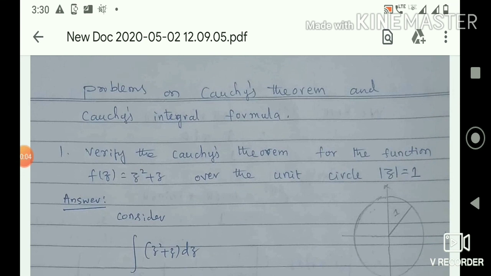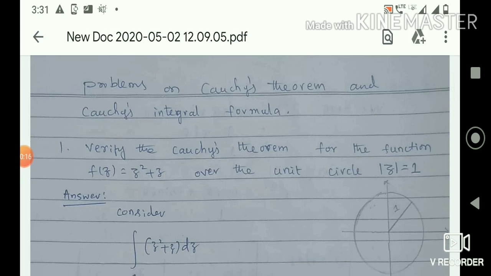Problems on Cauchy's theorem and Cauchy's integral formula. First, let us verify the Cauchy's theorem for a particular function. The Cauchy's theorem states that the integral over a closed curve of a function f of z dz is 0 if the function f of z is analytic.